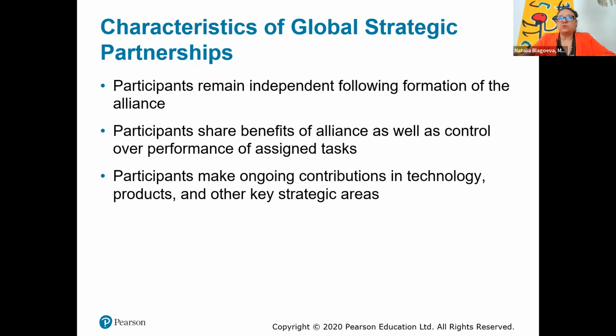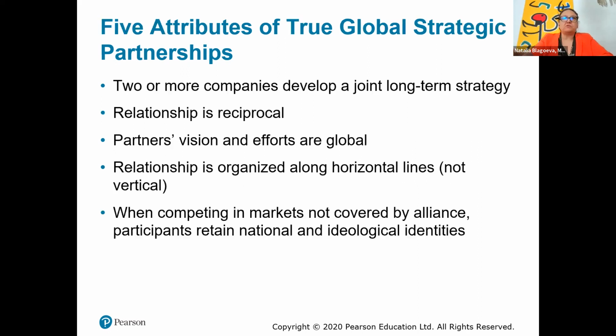There is also a commitment to ongoing contributions in technology, products, and other key strategic areas. For example, if it's a booking system that requires investment in technology, we have a joint contribution there. So the attribute of a true global strategic partnership is that several partners come together for a joint long-term strategy. It's not something we do briefly, not for a few months. This is a long-term arrangement for many years.